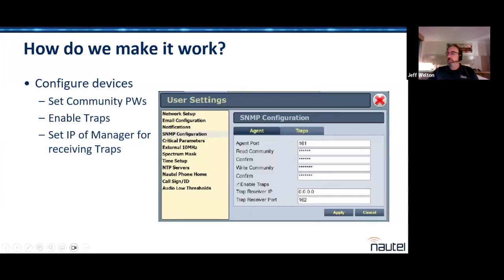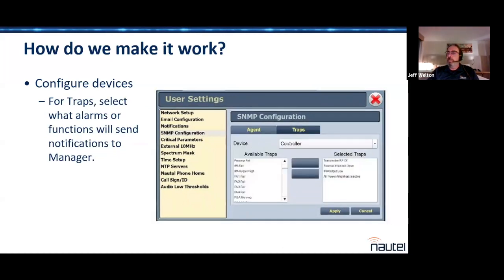Okay, but in this case, that's the only time you'd need to know the SNMP manager's IP address. And again, the default for traps is port 162. If you want to change it, you can. There's no value to it.